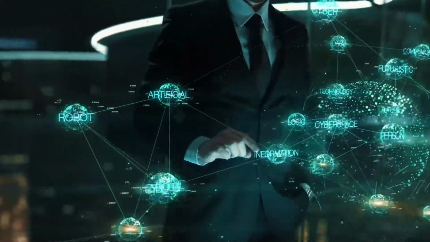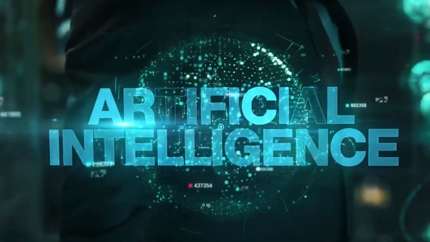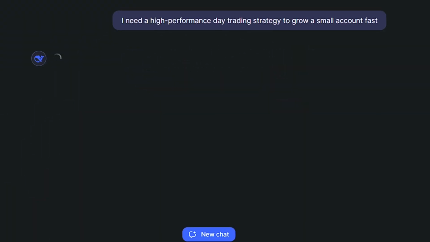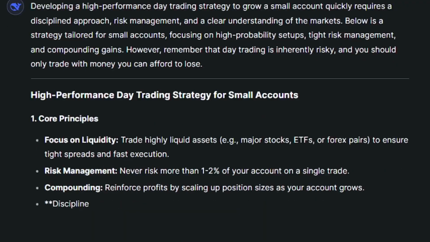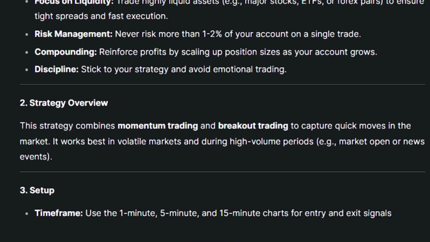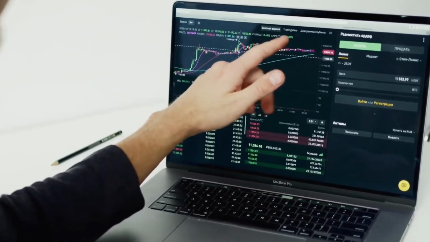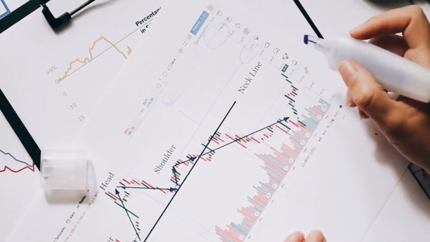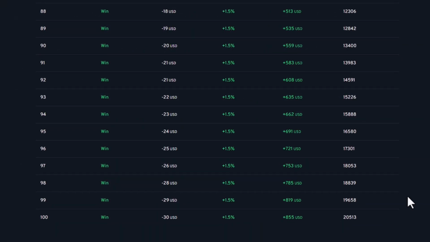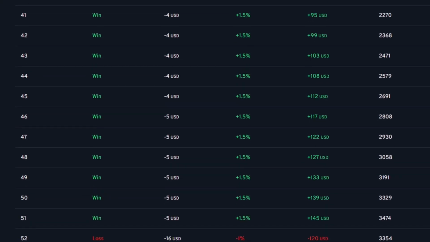Hey traders, there's been a lot of buzz around advanced AI-generated trading strategies, so I decided to put DeepSeek AI to the test. I asked it to develop a high-performance strategy designed to grow a small trading account quickly. Of course, no strategy is perfect right out of the box, so I made some key refinements to optimize its effectiveness. After thorough testing and adjustments, I applied this strategy to Bitcoin with 100 backtesting trades, and the results were impressive. But here's the best part.